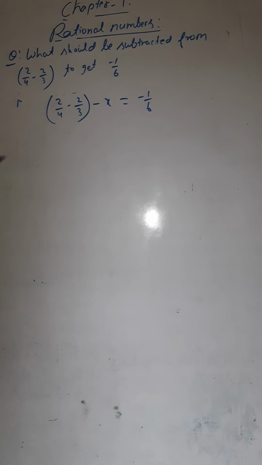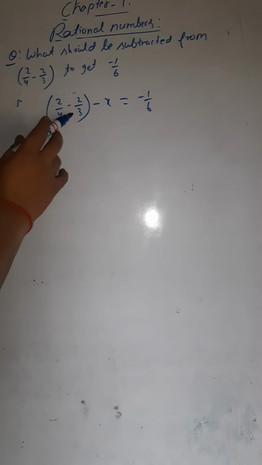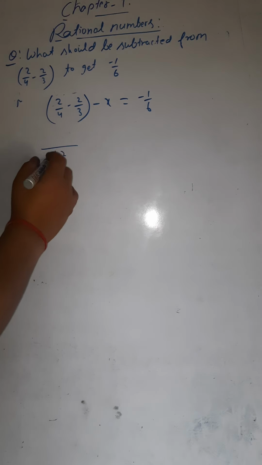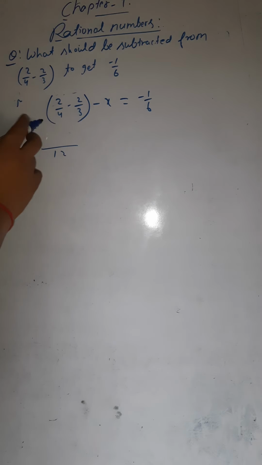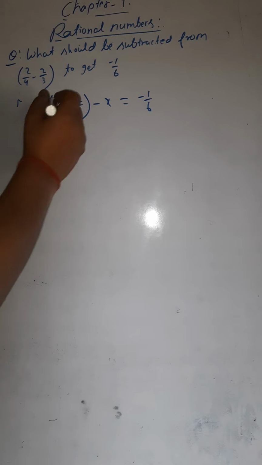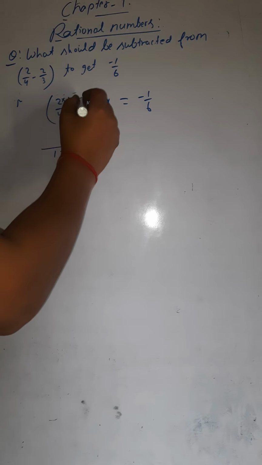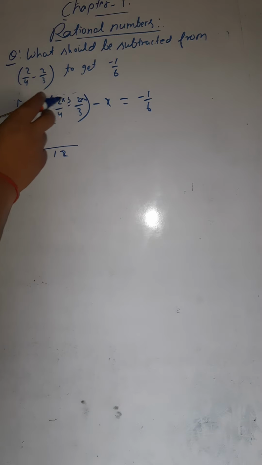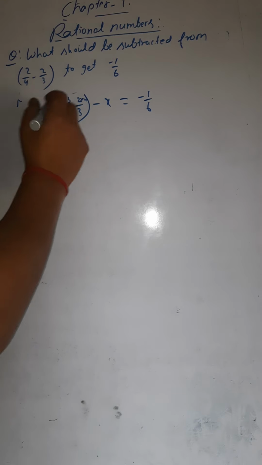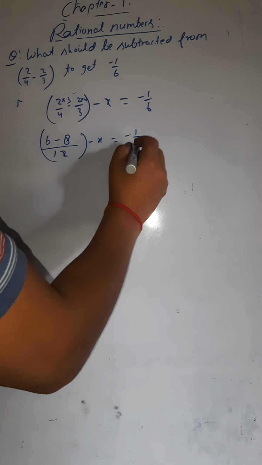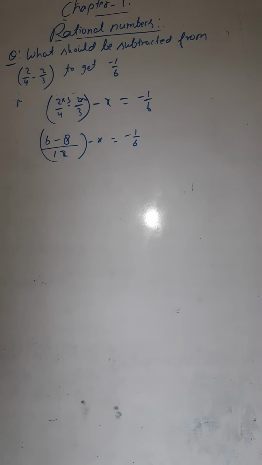Now what should I do? I will solve this here, then I will just take it back there. So what is the LCM of 4 and 3? It would be equal to 12. So divide it by each denominator. 4 threes are 12, so multiply the upper part by 3. Here 3 fours are 12, so multiply by 4. So it would be 3 twos are 6 minus 4 twos are 8, minus x would be equal to minus 1/6.